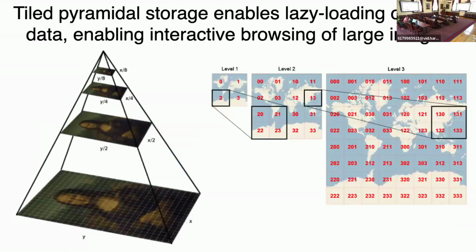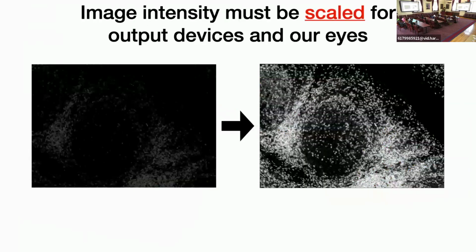Skip through this. So the tiled pyramidal image storage enables lazy loading of just the piece of the image that somebody's looking at. So that's one key technology. I am late, so I'm going to fly through these.